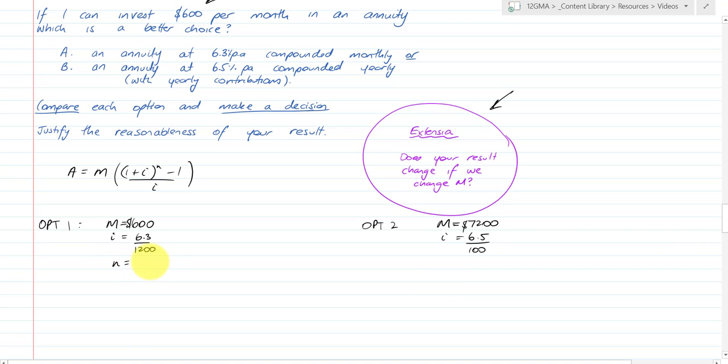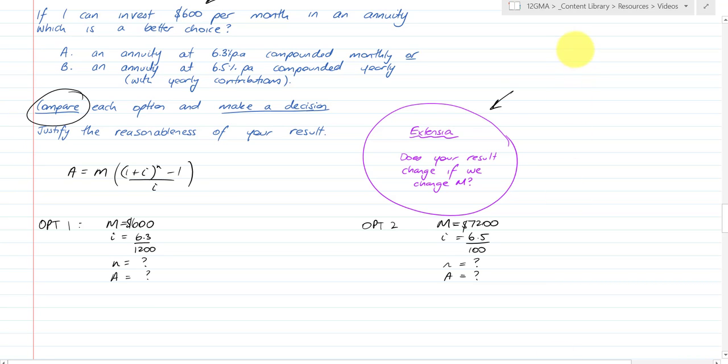N is equal to, don't know. We're not given a time period. That's a bit of a problem. And I want to know which one's going to create the most money. So therefore, I want to find A, which is also equal to dunno. I've got a couple of dunnos in there, which is a kind of a problem, but not really, because this is a comparative question. So I don't know for sure, but I suspect that the trend is going to follow.